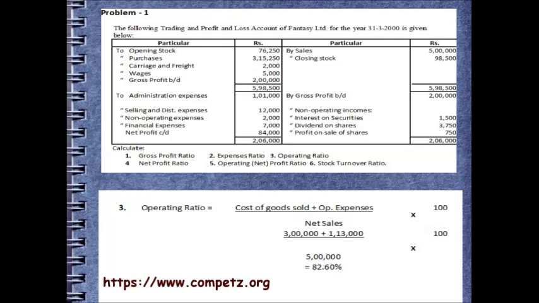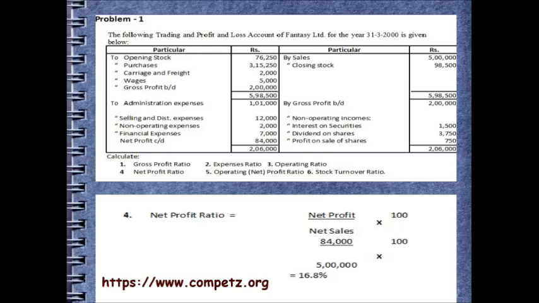Is your operating ratio. Then friends, your fourth ratio to calculate is your net profit ratio. To calculate the net profit ratio, the formula is net profit divided by net sales multiplied by 100. So what is your net profit? You can see in the profit and loss account debit side, below is net profit carried down. So what is the amount? It's 84,000. Just write the 84,000 net profit divided by your net sales. In trading account credit side you can see sales is 5 lakh. So 84,000 divided by 5 lakh multiplied by 100, you will get 16.8% as your net profit ratio.